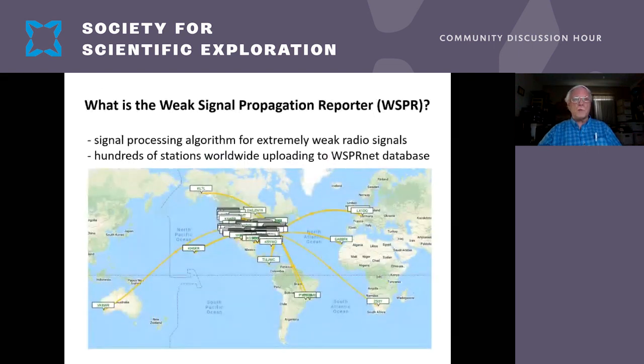So what is the Weak Signal Propagation Reporter? Well, it's a signal processing algorithm for extremely weak radio signals. And there are hundreds of stations worldwide uploading to this WSPR-net database, and anyone can download. And so I'll explain later that you don't have to be a ham radio operator to use the database. You do have to be a ham radio operator to transmit, but you can either use a receiver or just the internet in order to receive the database.